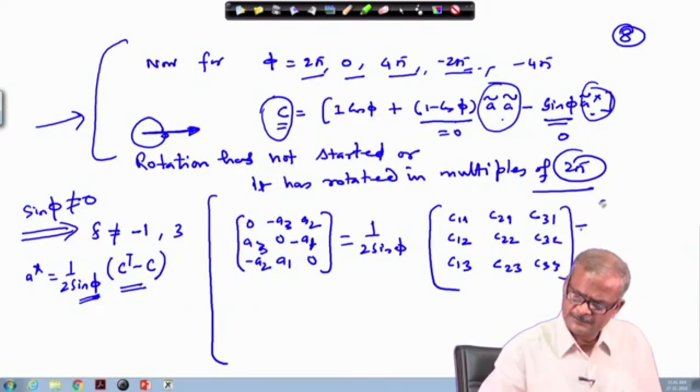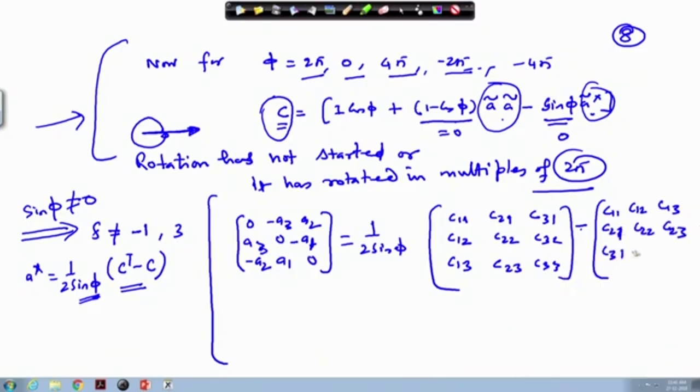Then subtract from it the C matrix, which is C11, C12, C13, C21, C22, C23, C31, C32, C33, and compare the corresponding terms. If we do so, we will be able to get the quantities A1, A2, A3, etcetera.